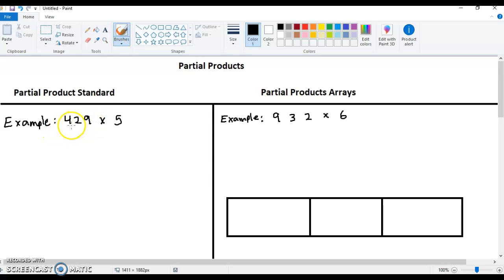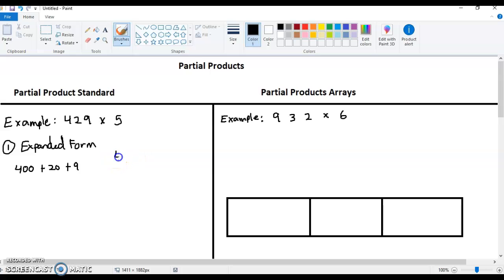So my first example says 429 times 5. What we do here, first step, number one, is we're going to put this number right here into expanded form. So 429 looks like 400 plus 20 plus 9. And the reason I do that is because it helps me remember that when I multiply the single digit, the number 5, by each of these numbers, I know which place value I'm multiplying with, so I know how many zeros I need to add to my products, my partial products.